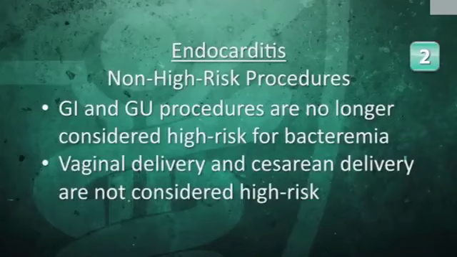GI or GU procedures are no longer considered high risk for bacteremia. They were in the past, so if you have an older version of your guidelines, make sure you realize now GI, GU procedures are no longer considered, so no antibiotic prophylaxis is recommended. Vaginal delivery and cesarean delivery are not considered high risk either. So remember GI, GU, and that's including vaginal deliveries.